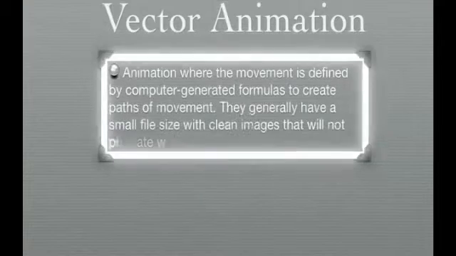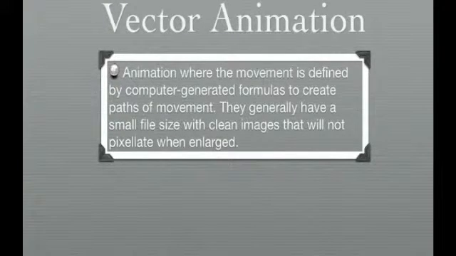Vector animation: animation where the movement is defined by computer-generated formulas to create paths of movement. They generally have a small file size with clean images that will not pixelate when enlarged. Path animation: an object follows a path during the animation. And what's really neat is that I can tell Flash to make an object follow a path, which is awesome. So watch this.